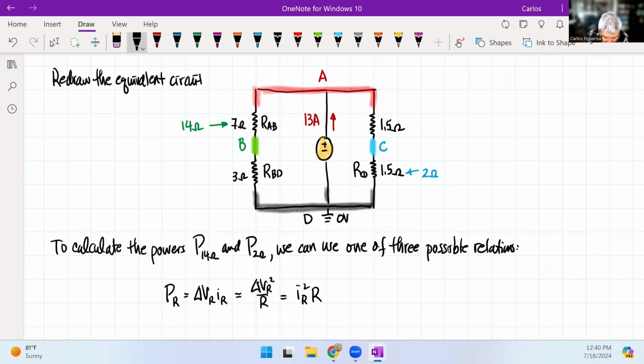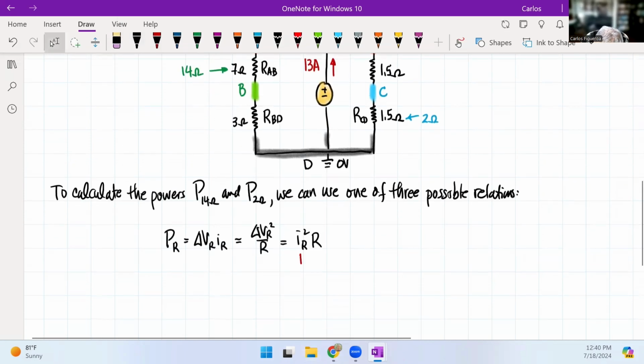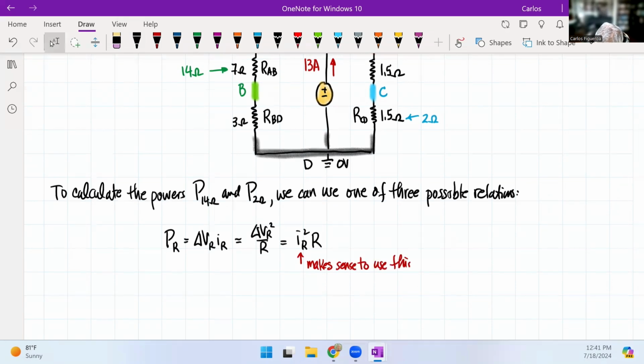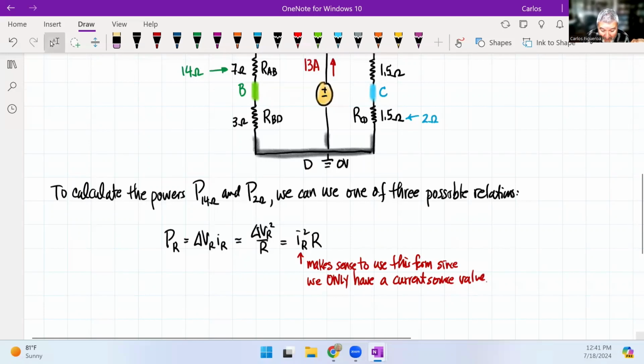Since we already have currents, it makes most sense to use this form, since we only have a current source value. So in my mind, I am thinking CDR to calculate those currents.